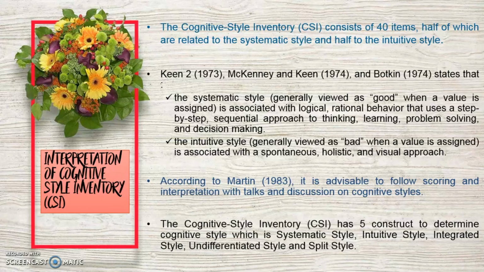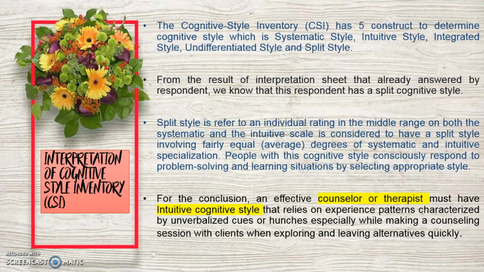According to Martin 1983, it is advisable to follow scoring and interpretation with talks and discussion on cognitive style. This CSI has 5 constructs to determine the cognitive style: systematic style, intuitive style, integrated style, undifferentiated style, and split style, as I already told earlier.